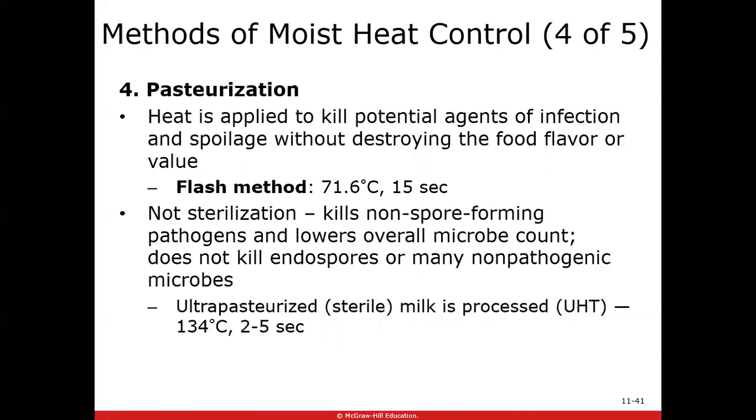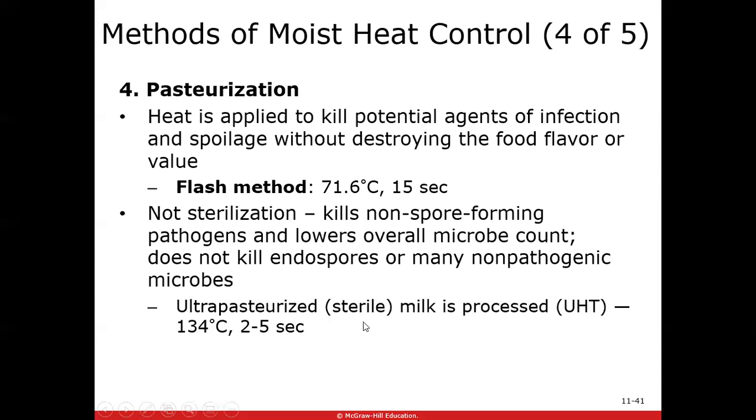And so that's why milk will go bad even when it's in the refrigerator, because it still has microorganisms in it, has spores in it, and they will grow eventually, even in the refrigerator. So milk has a certain shelf life.